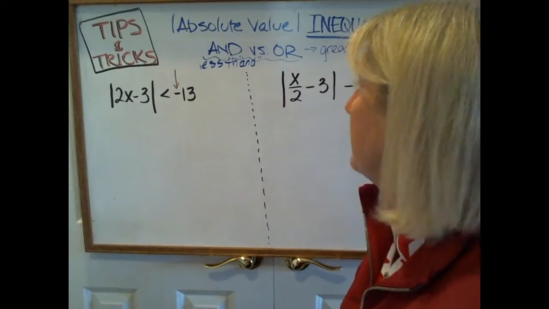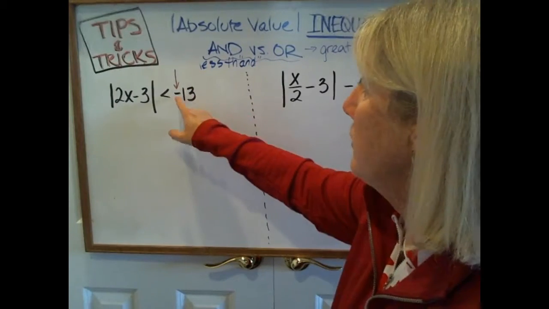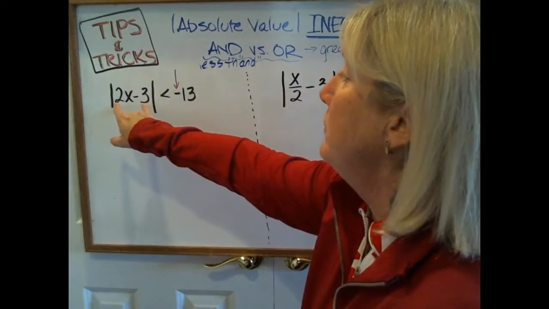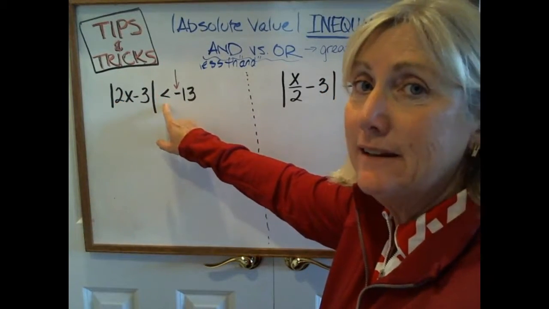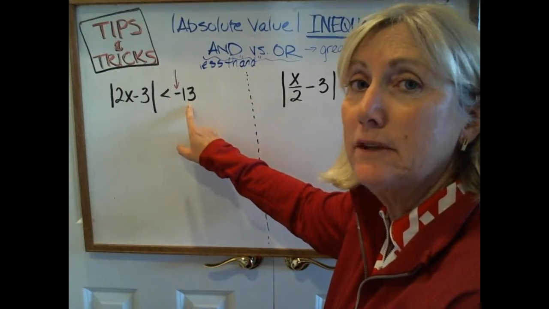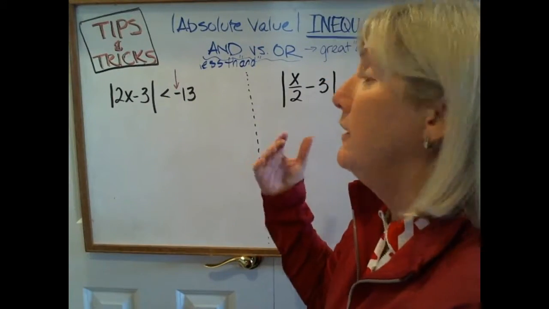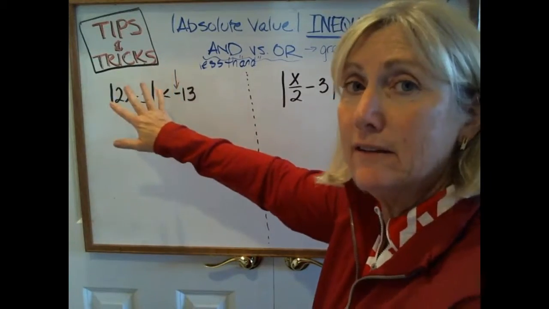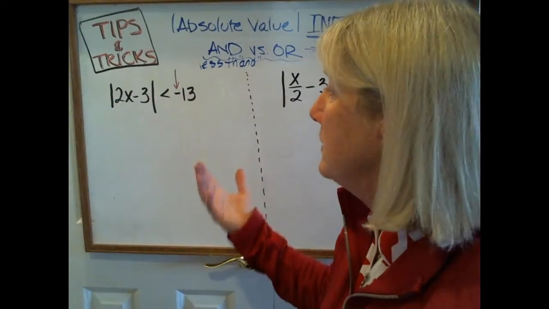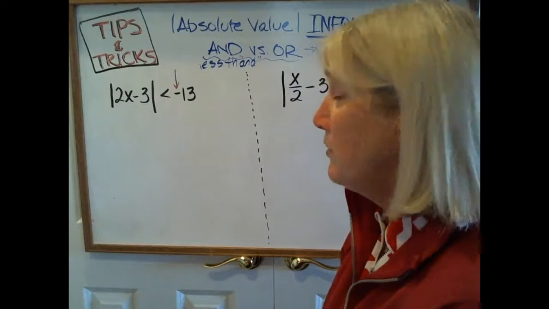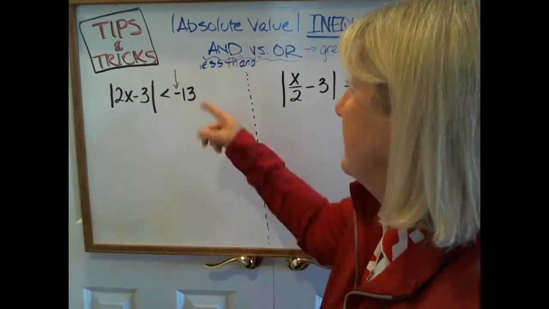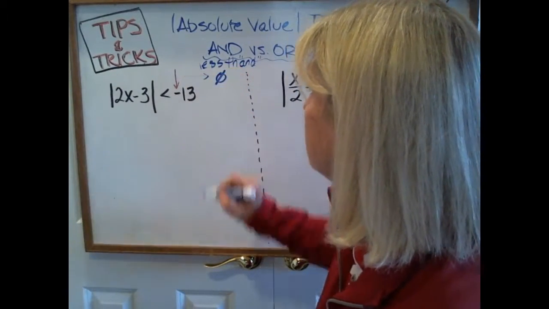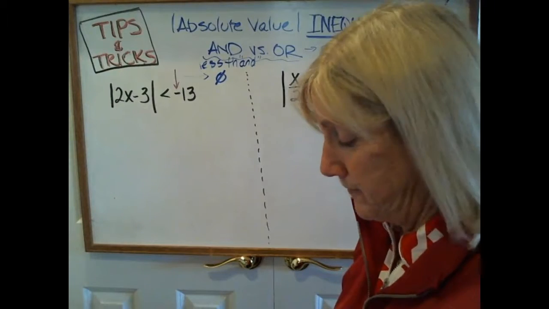So let's take a look at these two examples that I have here. And I have a little arrow pointing to this negative 13. So for instance, if we have an absolute value that's going to be less than a negative number, can that happen? No, because an absolute value is automatically a positive number. So if you see this and you're on the ball and you notice this, you go, oh, that can't happen. So this answer would be no solution if there was a negative sign there.